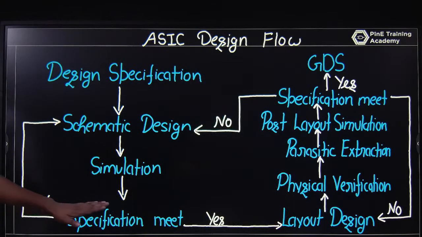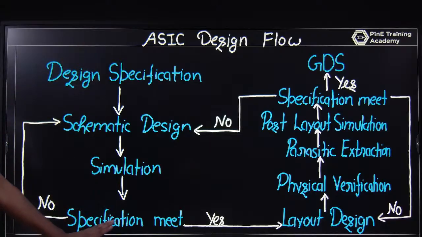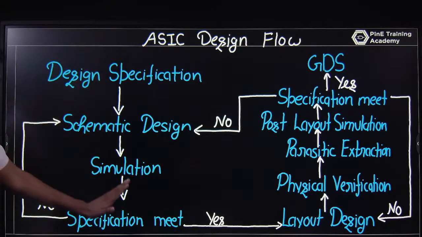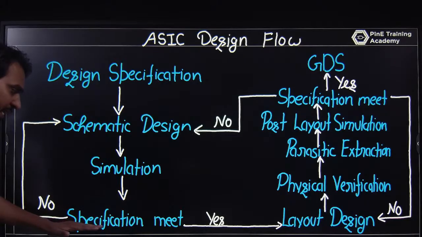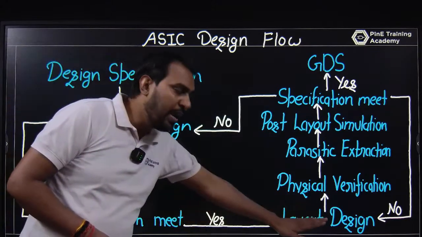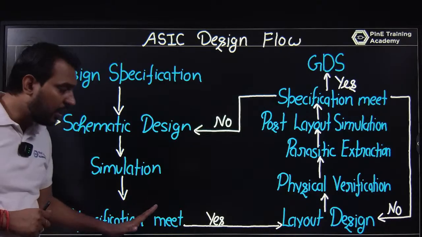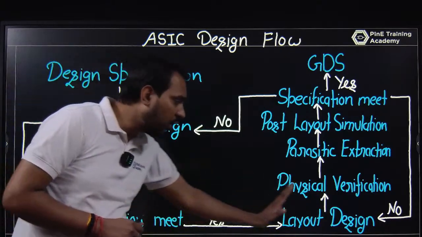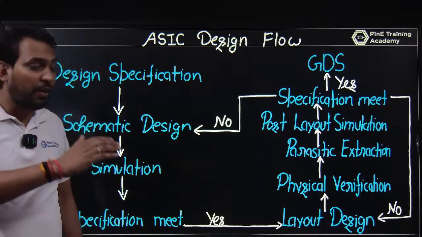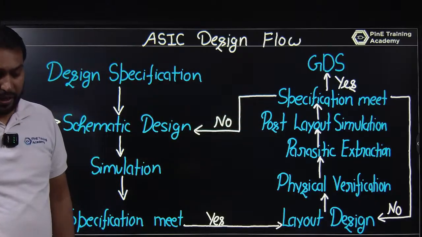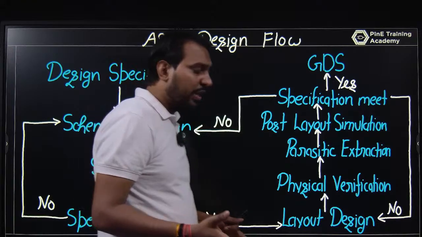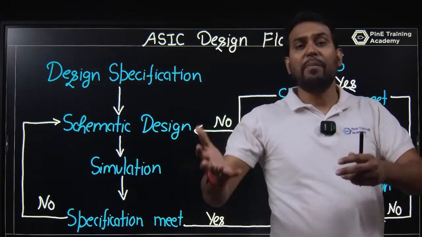If the specification meets, this is the part of the analog circuit designer. The analog circuit designer works in this domain. Once the specification meets, they will go for the layout designer. After the specification meet, that copy will be sent toward layout design. The schematic will be transferred to a layout designer. So as you know, an IC is not a schematic.